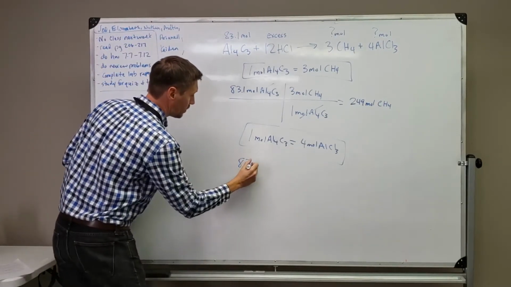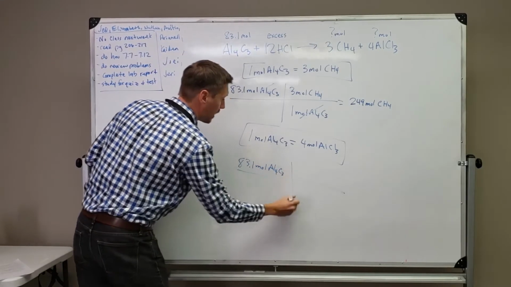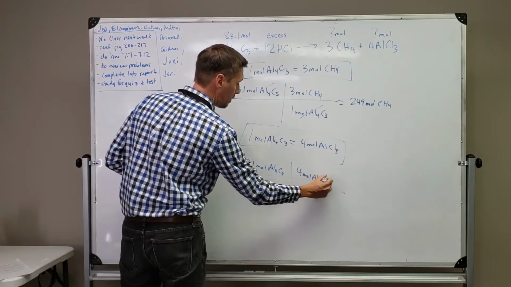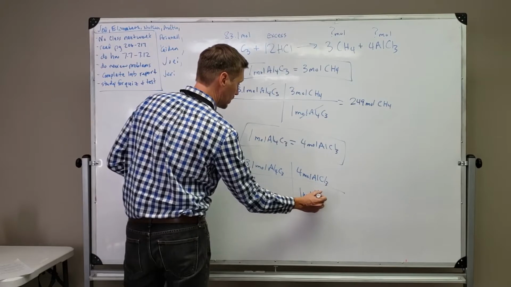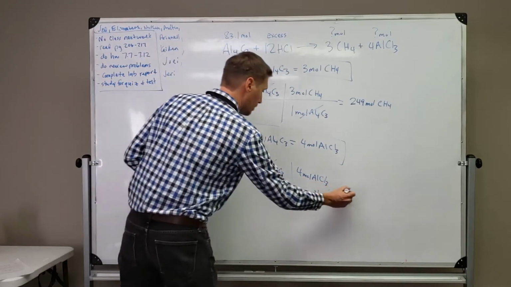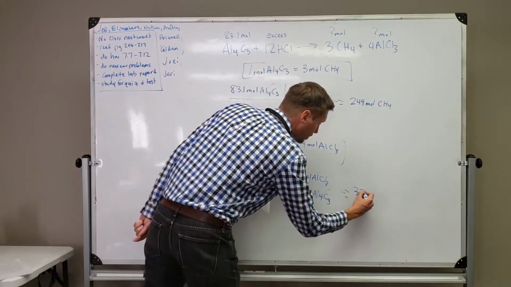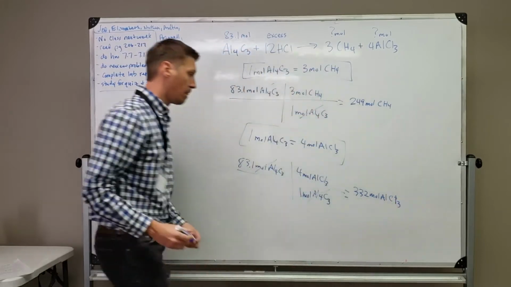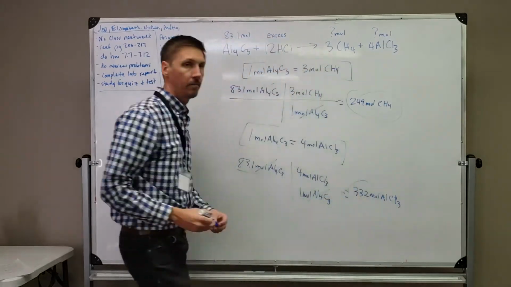So again, starting with the 83.1 moles of Al4C3, we're going to multiply that times, using this conversion relationship, I'm going to put my moles of AlCl3 on top, because that's what I want to end up with, and the moles of Al4C3 on the bottom, because that's what I want to cancel out. And those units cancel out, and I'm left only with moles of AlCl3, and I have 332 moles of those. So those are our two unknowns. Those were the answers that we were going for.